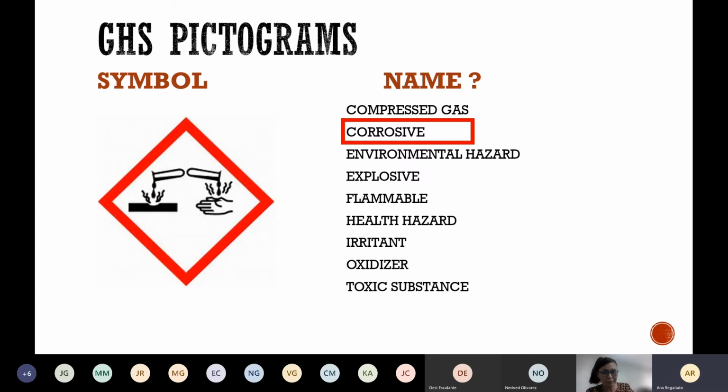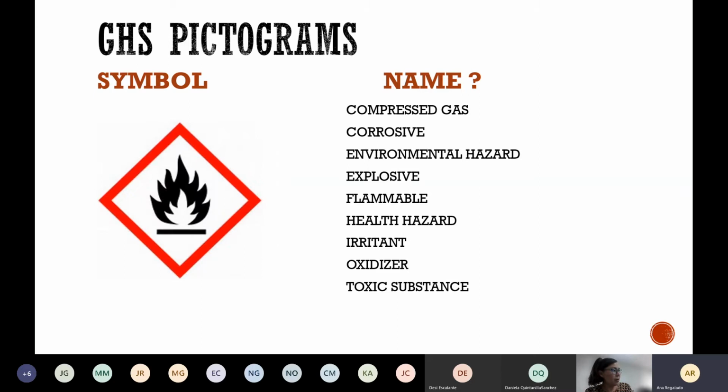Miss, are we supposed to write this down in the notebook? You can just type the name. If you didn't know what corrosive meant, then yes, type it really quick there: corrosive means that it can eat away at tissue. Okay. Let's move on to the next one. What do you think it's called?